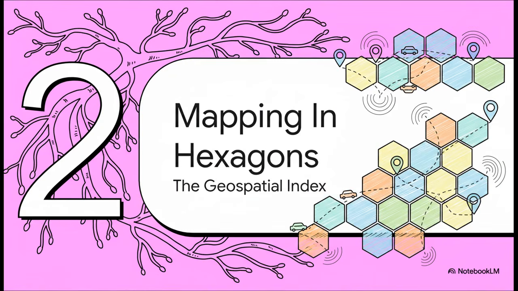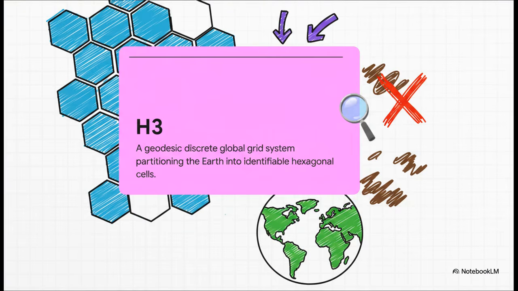Moving right along to Section 2, mapping the world in hexagons, the geospatial index. Now, you might be wondering, when you request a ride, how does Uber actually find you? They obviously can't search the entire globe for your driver. That would be way, way too slow. Instead, they operate kind of like a giant biological nervous system.